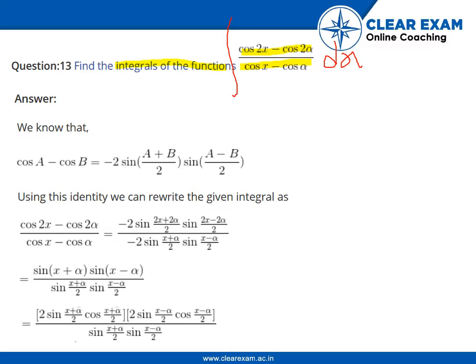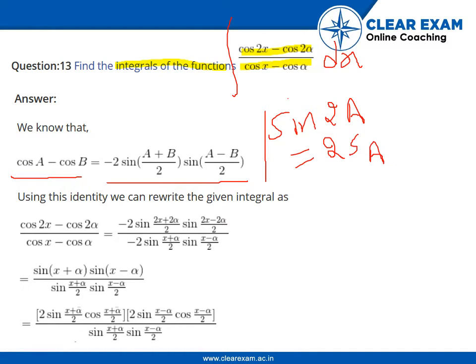The trigonometric identity that we are using is cos a minus cos b is equal to minus 2 sin((a plus b)/2) sin((a minus b)/2). And the other identity that we will use is sin 2a is equal to 2 sin a cos a. These two identities are the ones we are going to use in this question.